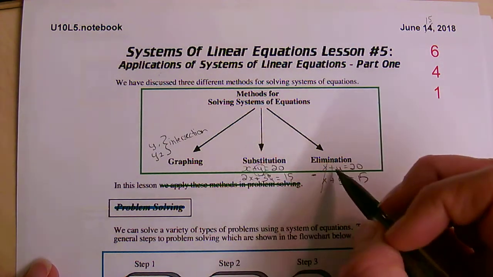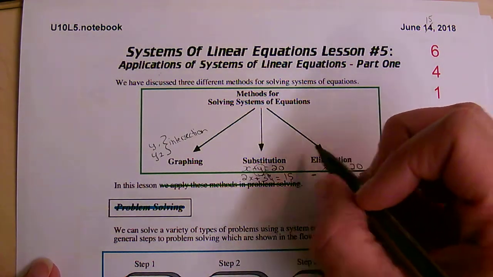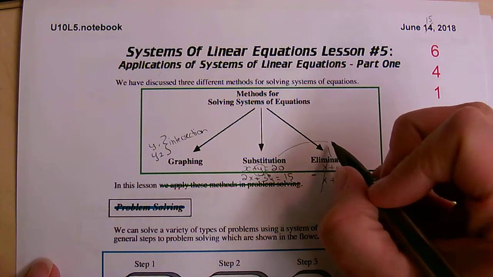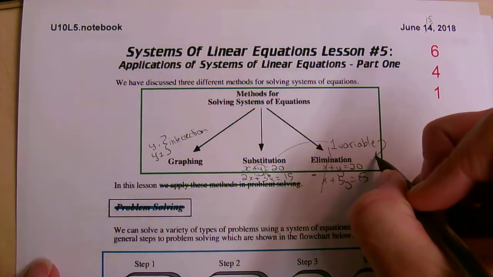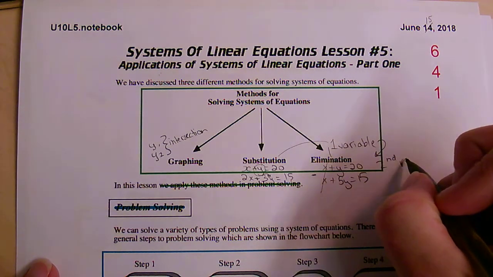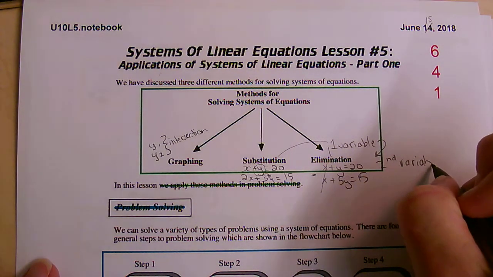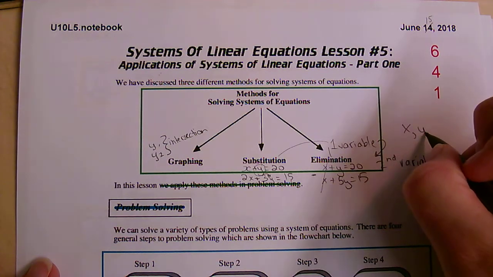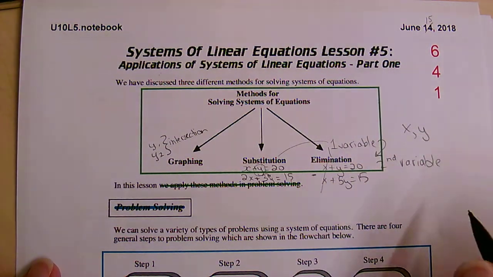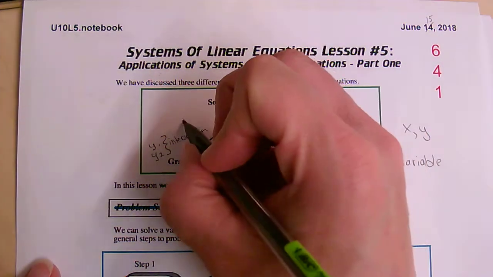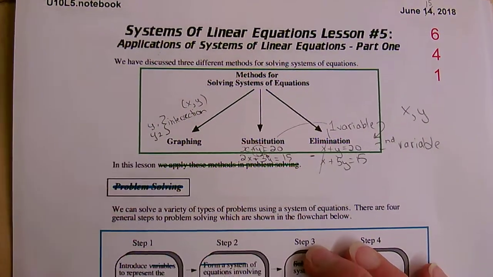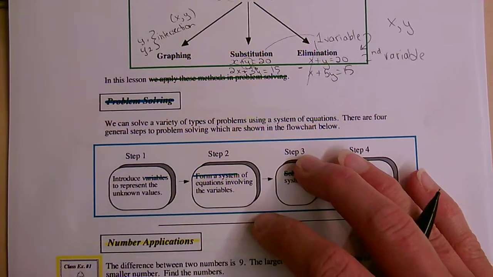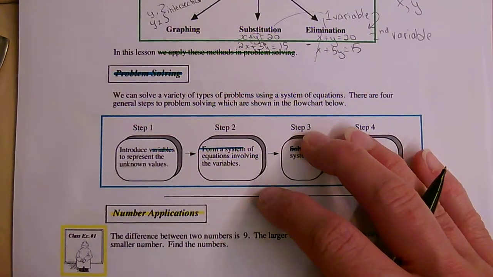So either way, for substitution and elimination, your goal is to get it down to one variable and then substitute in to get the second variable, so that at the end you have 2 variables in the form of, what is x equal to, what is y equal to, which is what your intersection point is. That's your solution. Okay, so we're going to apply all these methods to problem solving.